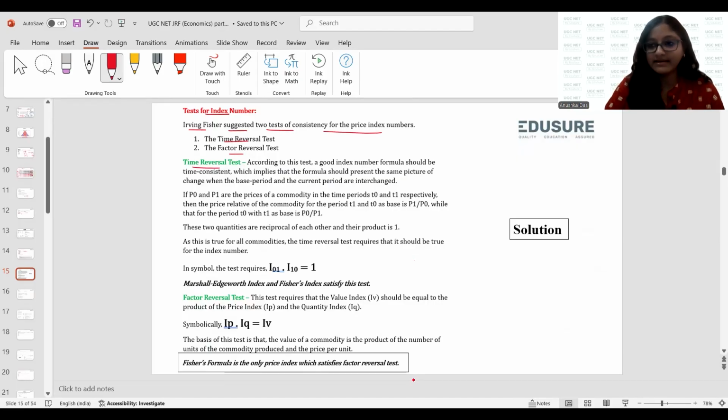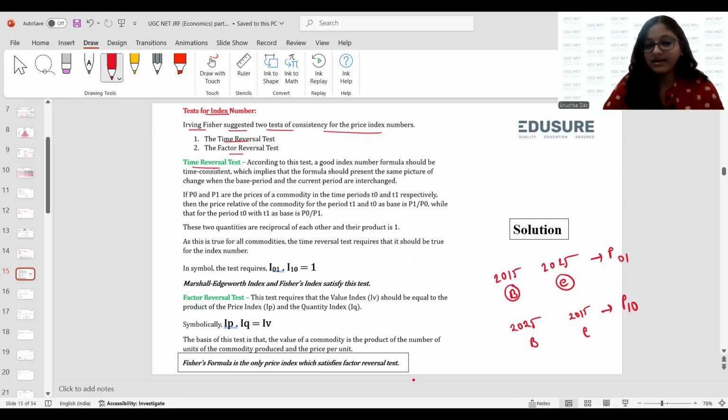What is the time reversal test? Time reversal means the index number is time consistent. How do you find out the consistency? Suppose for an index number, 2015 is the base year and 2025 is the current year. And according to this, you find an index number, suppose this is P01, the price index number, taking 2015 as the base and 2025 as the current year. Now, what happens if you just reverse this? If you interchange this, suppose you make 2025 the base year and 2015 the current year, then the measure that you will calculate will look something like this.